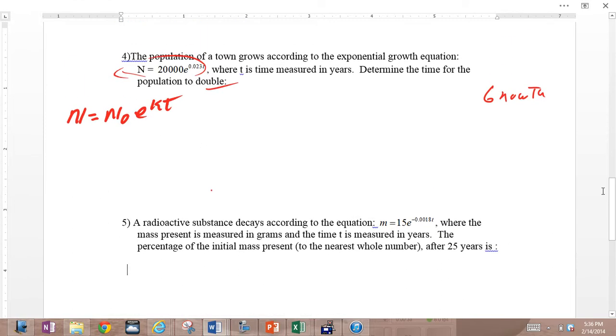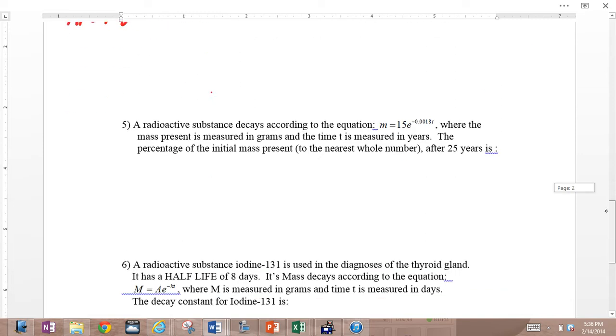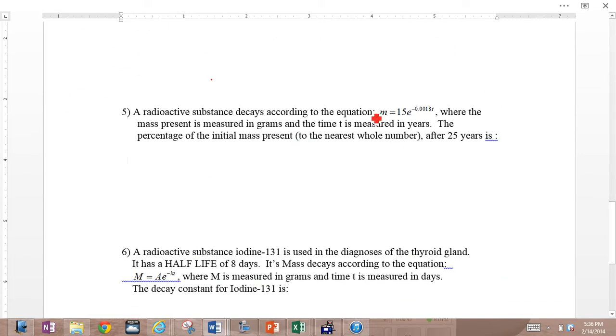So let's take a look at an example of a radioactive decay problem. A radioactive substance decays according to the equation m equals 15 e to the negative 0.0018t, where the mass present is measured in grams and the time is measured in years. The percentage of the initial mass present, to the nearest whole number, after 25 years is what?